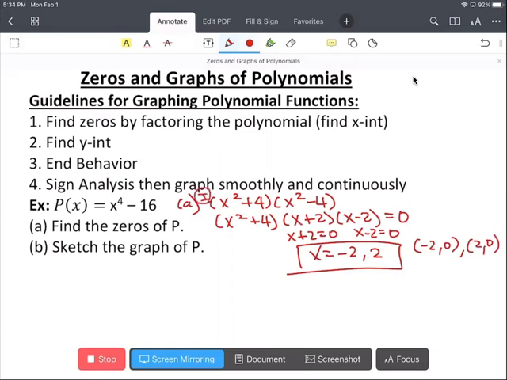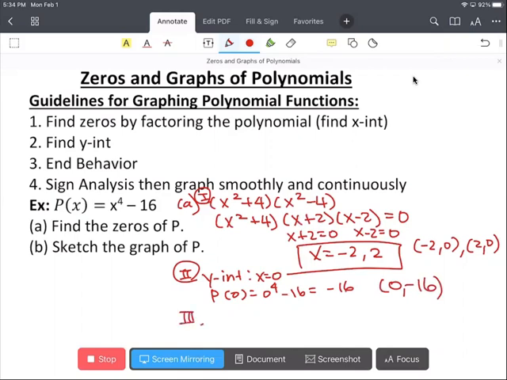That was the first step. And the second step says find the y-intercept. This means we have to set x equal to 0. And p of 0 equals 0 to the 4th minus 16, which is -16. So we're going to use (0, -16) in order to graph.